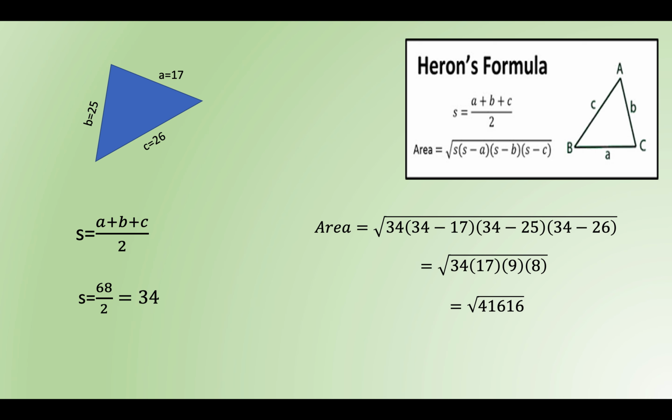Now, at this point, I would most likely pull out my calculator because that's a very big number to get the square root of. So we go ahead and find the square root of that, and that is 204. So using Heron's formula, we prove that the blue triangle in the corner, the area of that triangle with those sides, is 204.